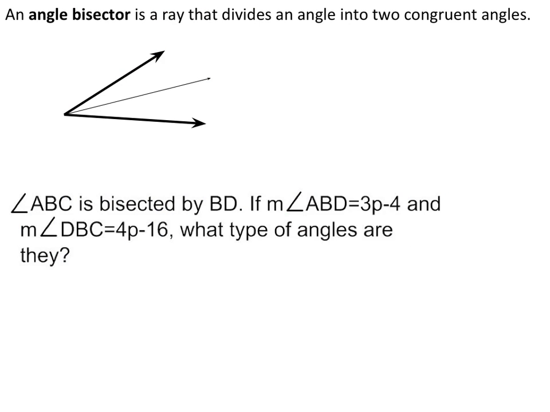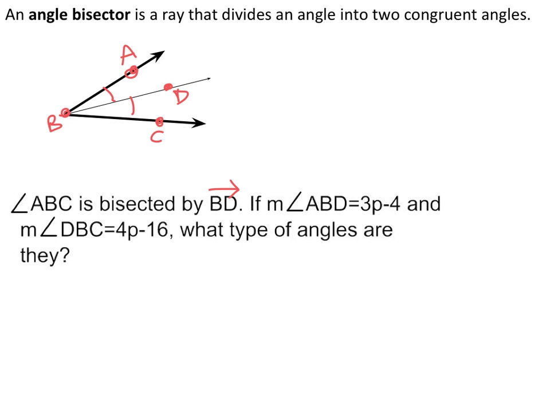An angle bisector is, again, a ray that divides an angle into two congruent angles. We mark it by showing that those pieces are congruent. If angle ABC is bisected by BD, so we can use this to represent it, angle ABC is bisected by BD, which is a ray.